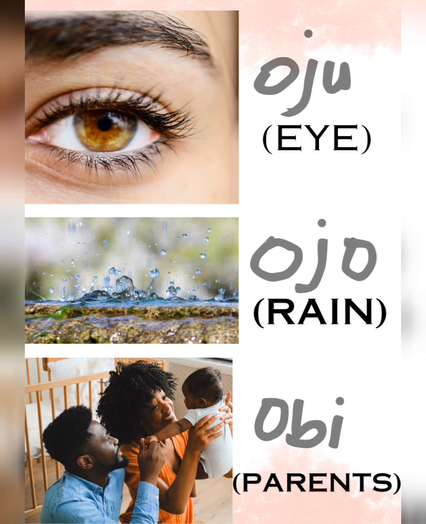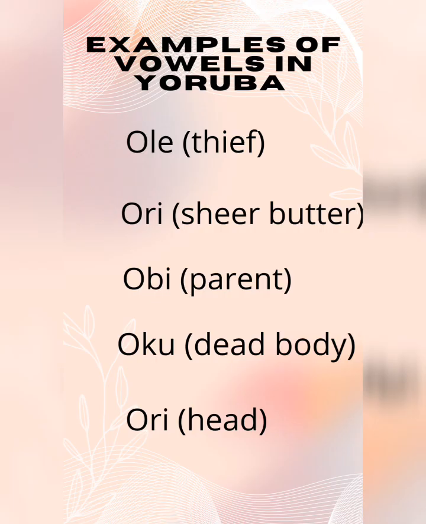The last illustration we have here is obi. You can see a baby being carried by mother and cared for, touched by a father. So obi, that's parents, father and mother. So obi in Yoruba language is different from obi, that's for the kola nut, and it's different from obi in Igbo language, which is their king. This one is obi in Yoruba language, that's parents. Obi, parents. We are going to look at more examples of the o sound.